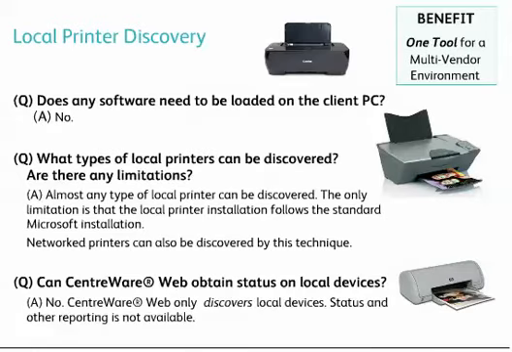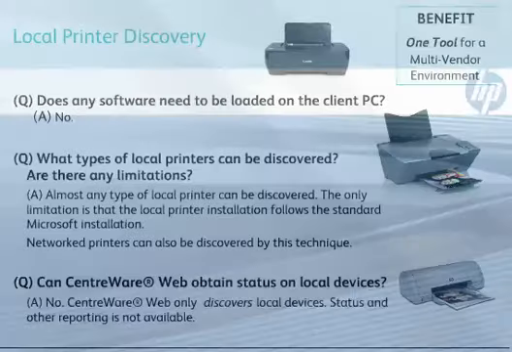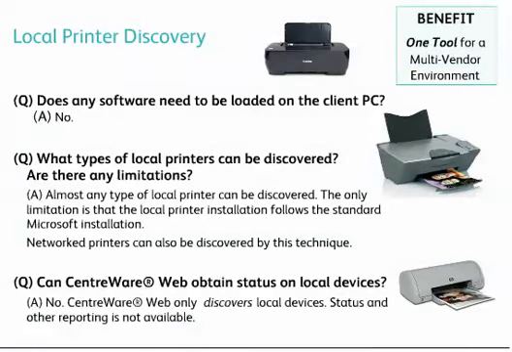These are some of the common questions asked about local printer discovery. Does any software need to be loaded on the client PC? No. What types of local printers can be discovered? Are there any limitations? Almost any type of local printer can be discovered. The only limitation is that the local printer installation follows the standard Microsoft installation. The operating system can supply port information in the standard Microsoft structure. LPT, COM, and USB local printers are discovered.